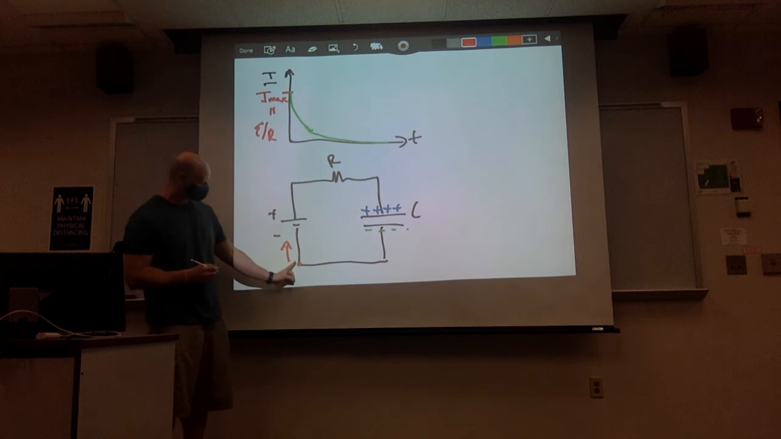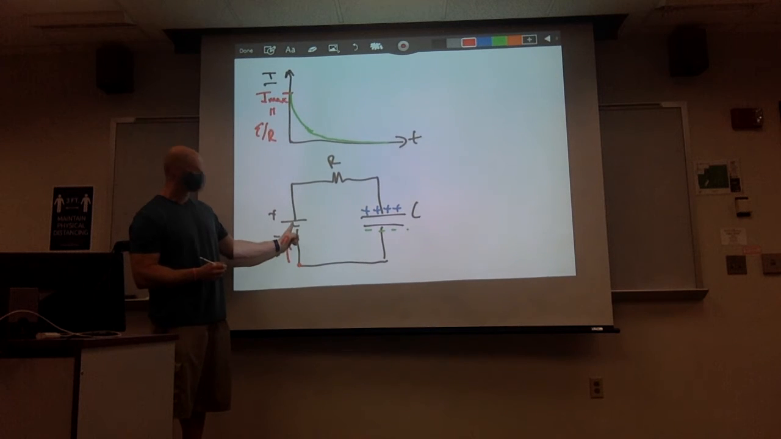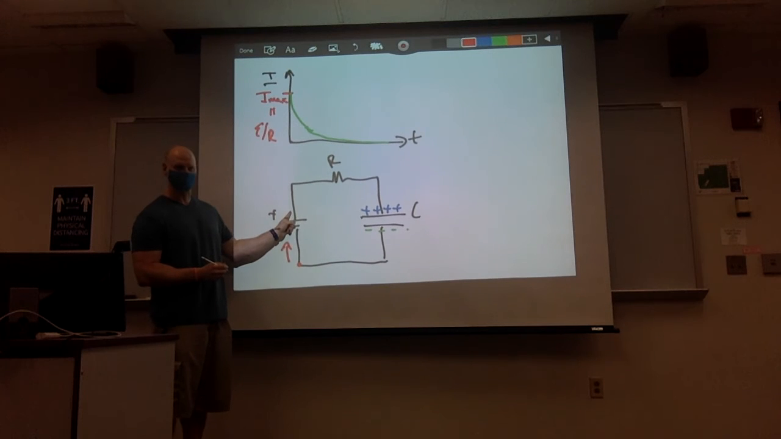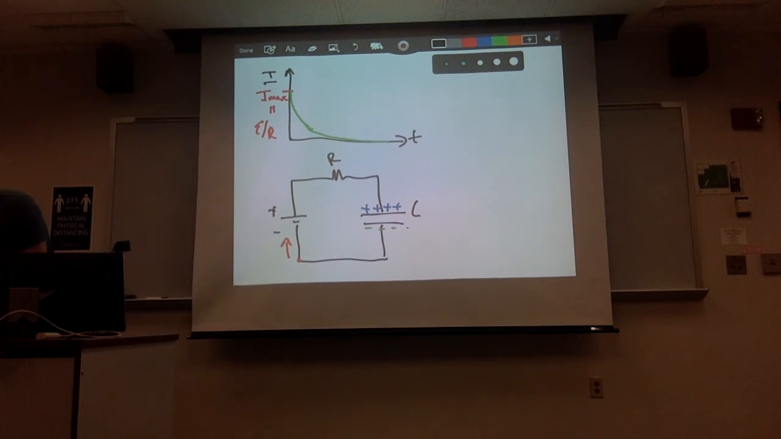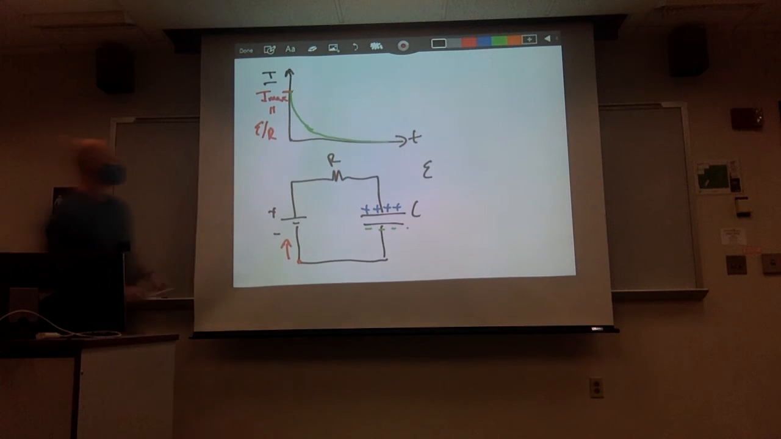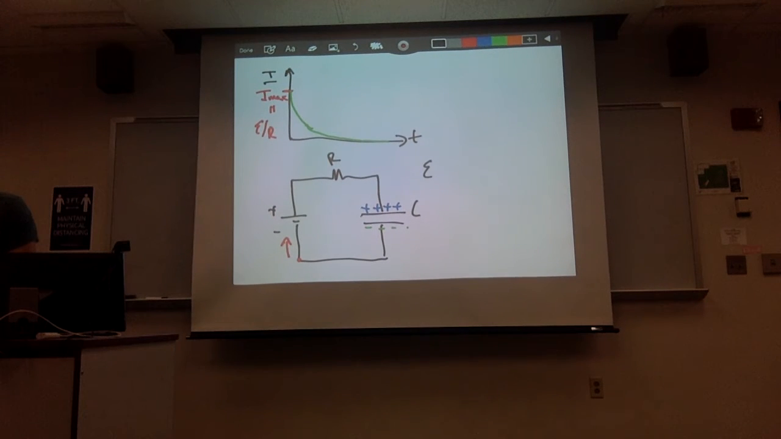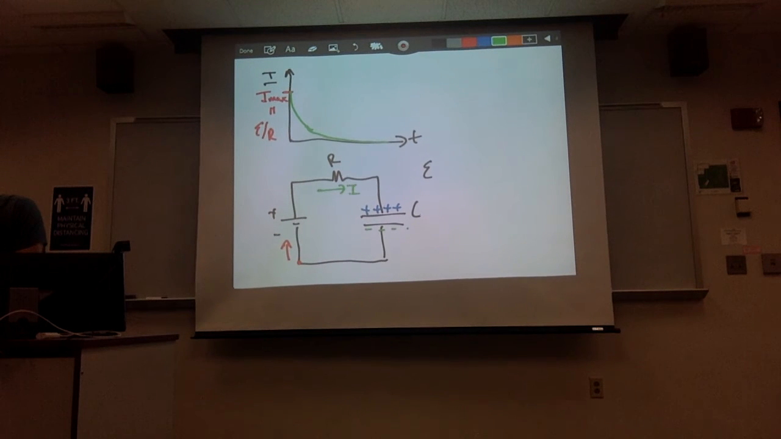So Kirchhoff's loop rule says that as I go through here and I traverse the battery, I'm going from the negative terminal to the positive terminal, which means I get a positive increase in potential. So my Kirchhoff's loop rule says that I get an E. Now I'm going to go through the resistor in the same direction as the current, because I know my current is going to be moving through in this direction. So in this case, I'm going to get a minus I times R.